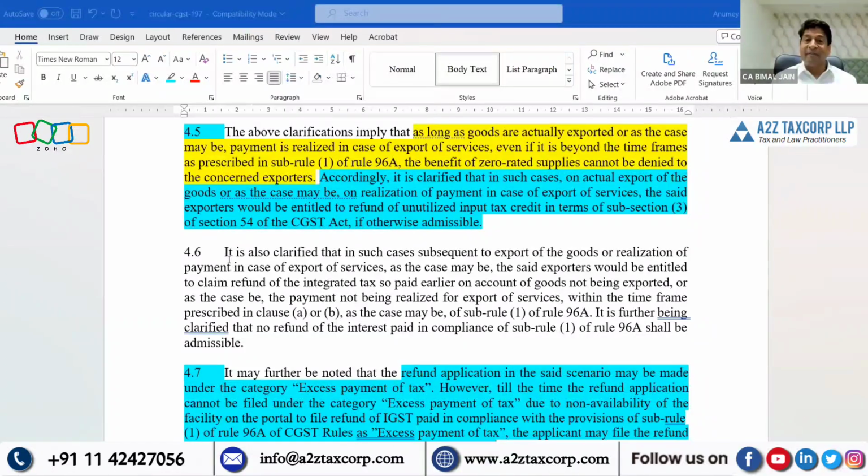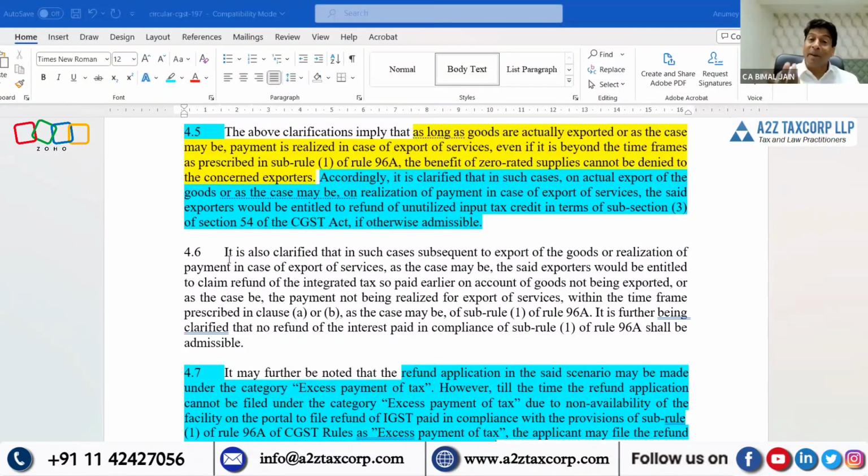It is further being clarified that no refund of interest. If you have paid interest, then no refund in compliance of Rule 96A, sub-rule 1 shall be admissible. So two possible situations. Either you have paid IGST along with interest after that stipulated time period, but subsequently you have exported or realized the money, then refund of IGST is permissible. But if you have paid any interest, that interest refund is not permissible.